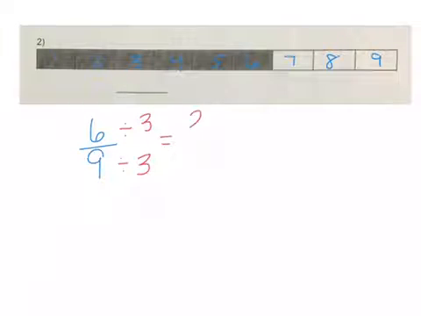6 divided by 3 gives me 2. 9 divided by 3 gives me 3. And my final fraction is 2/3.